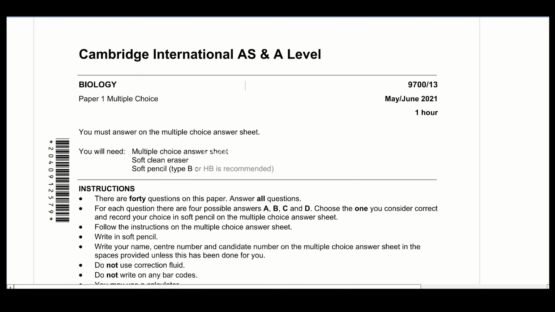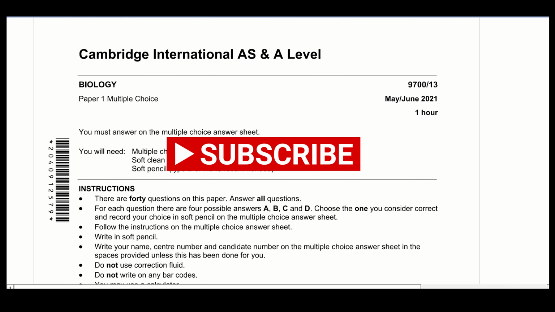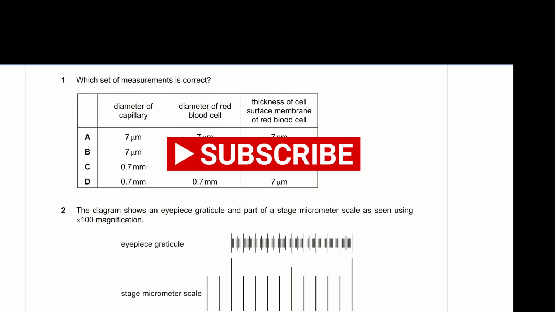Today we're going to be solving May-June 2021, Paper 1, Variant 3. Let's begin. 1. Which set of measurements is correct?